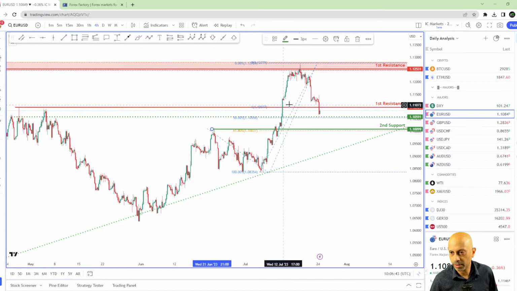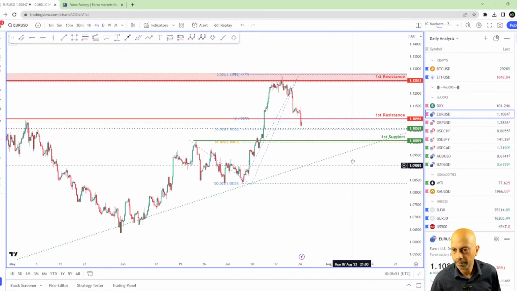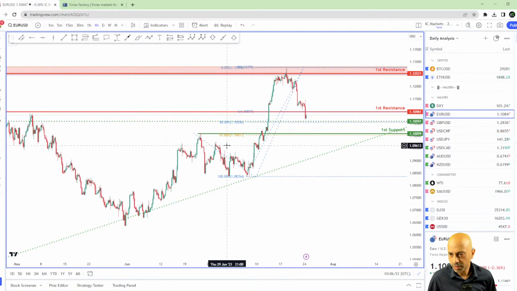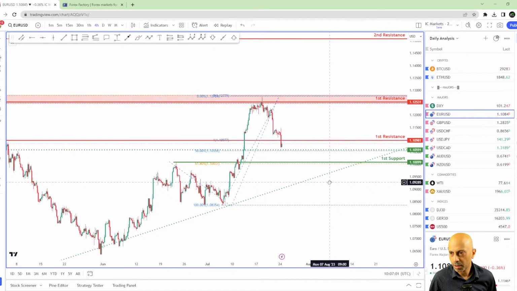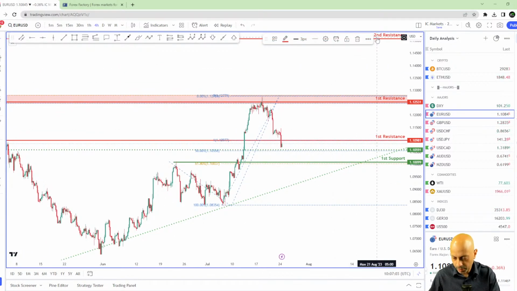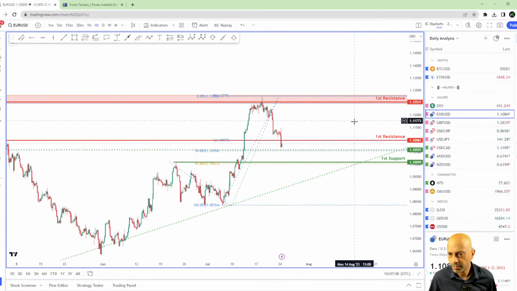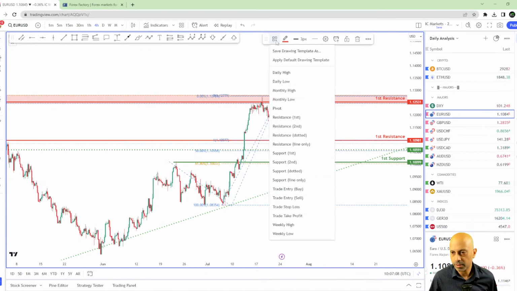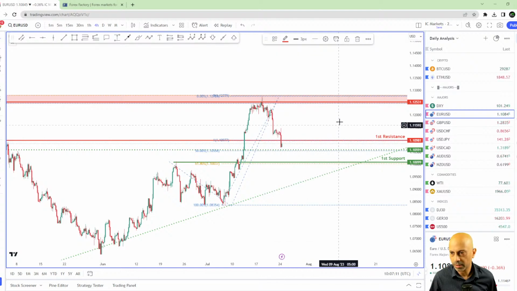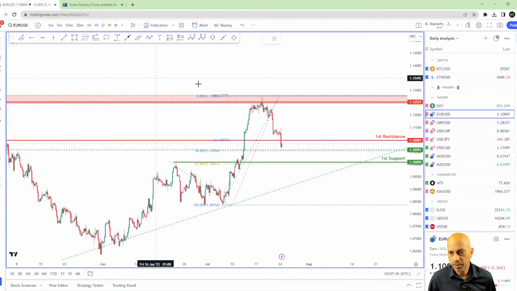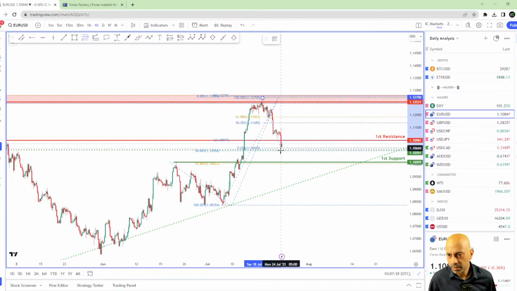This would be our first support. Once again, this first support was identified by the Fibonacci projection. What else can we see? Now what about any other resistance levels that we can identify? Maybe I'll just switch this to generic resistance and try and find something that's more actionable. Let's see, no, here.